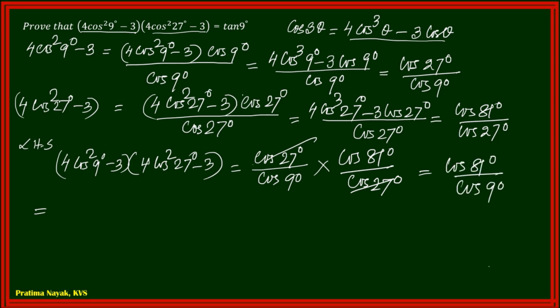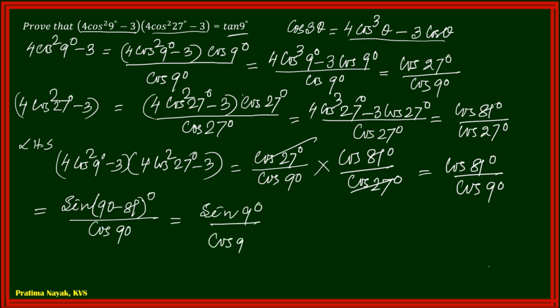Now see the right hand side, it is tan 9 degree. That means I'll convert this cos into sine. This is same as sine of 90 minus 81 degree by cos 9 degree. That will be sine 9 degree over cos 9 degree. Ultimate result is tan 9 degree, which is equal to RHS, right hand side. So hence the result is proved.